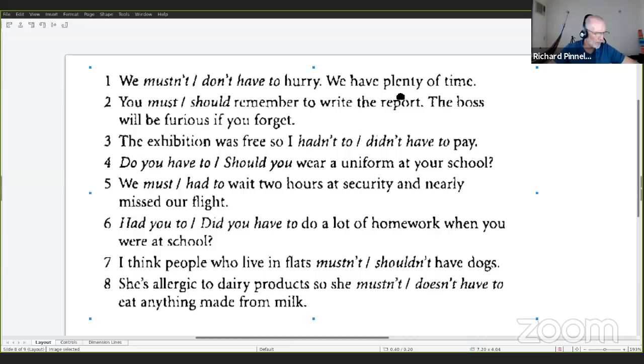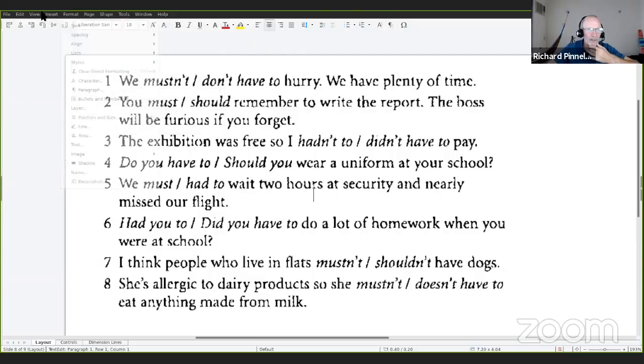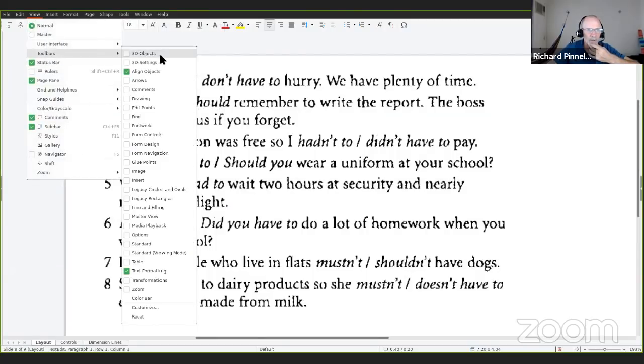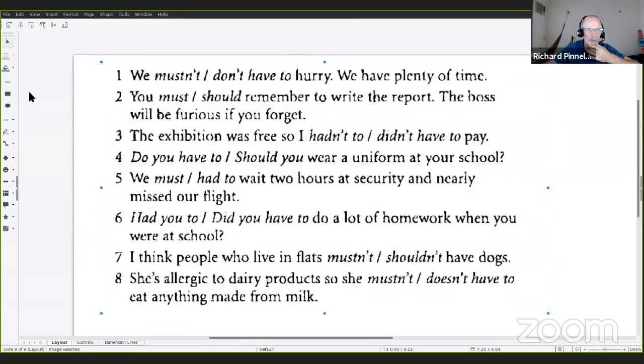Hi, Maria, as a member of the chat. Don't have to. Yeah, very good. The answer here is don't have to. I think I'll have to draw a little line here or something. How can I do this? Maybe I lost my toolbars. Let's just draw a box over the wrong answer. No, that doesn't work. Let's do it like that and put it there. So yeah, the correct answer is don't have to.